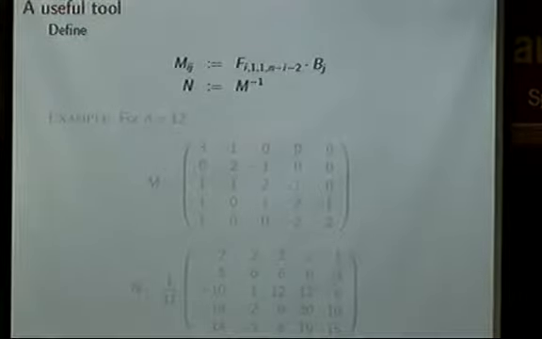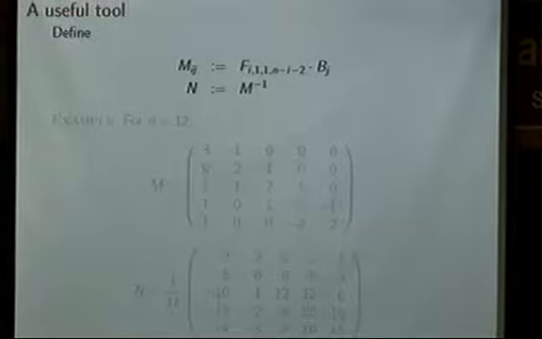Okay, so here's a useful tool that our group came up with. I'm going to define a matrix M, and I'm just going to take these symmetric F curves of the form F_i, 1, 1, and the last entry, of course, then has to be n minus i minus 2. I'm going to take those F curve classes and intersect them with the B_j's, the symmetric boundary divisors. Okay, and then I'll let N be the inverse matrix of M.